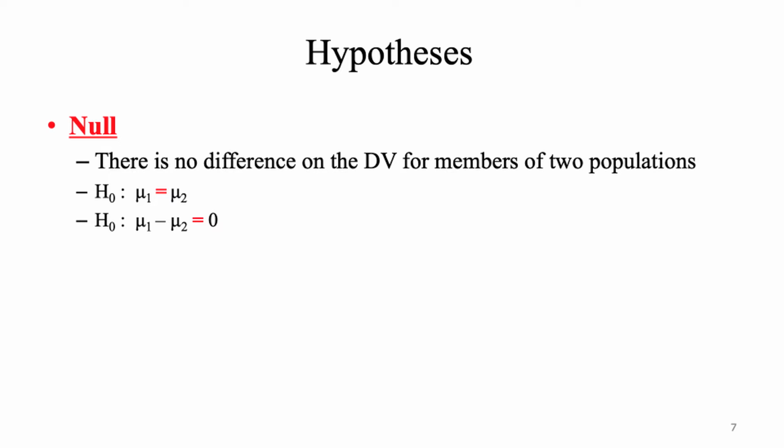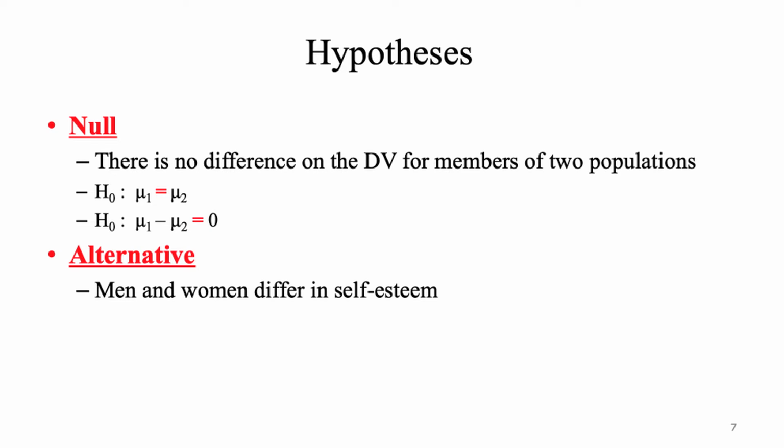But we really think of hypotheses more in their alternative format. So here we would say men and women differ in self-esteem, okay? Simply that mu sub 1 is not equal to mu sub 2. Or alternatively, mu sub 1 minus mu sub 2 is not equal to 0, okay? We tend to think of hypotheses in alternative formats, but we actually test hypotheses by testing the null hypothesis format. Let's move on.